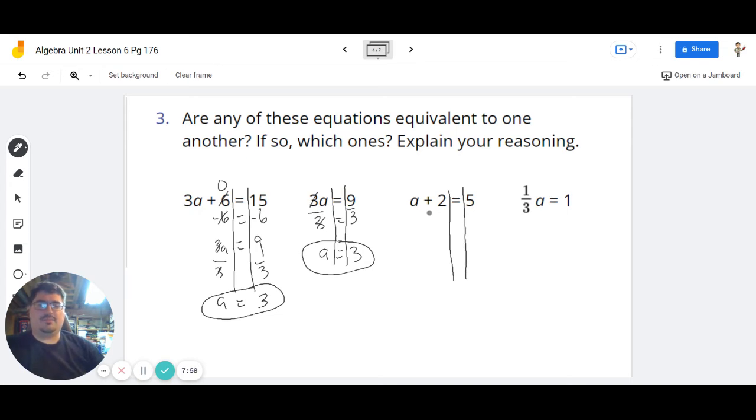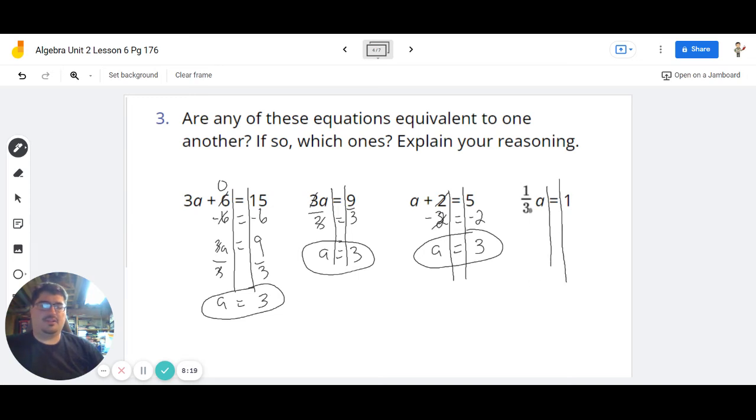How about this one? Well, we can subtract 2 equally to both sides. I got trigger happy there. Equals minus 2. So minus 2 and minus 2. Those cancel out, and you're left with a equals 3. Cool.